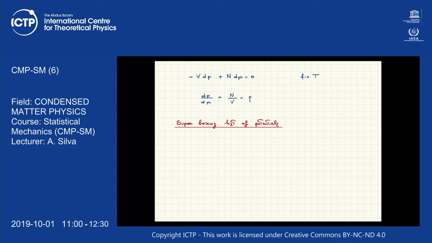All right, so the first potential we want to introduce is just internal energy. So we consider a system that is insulated and in a box of volume V, so fixed volume.